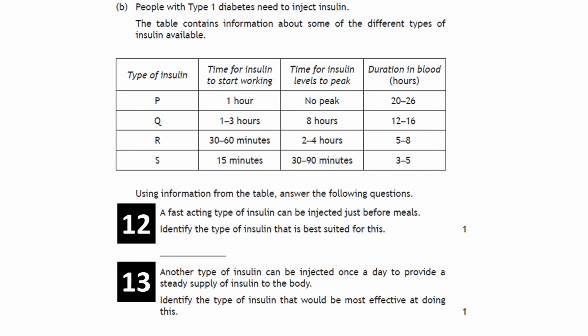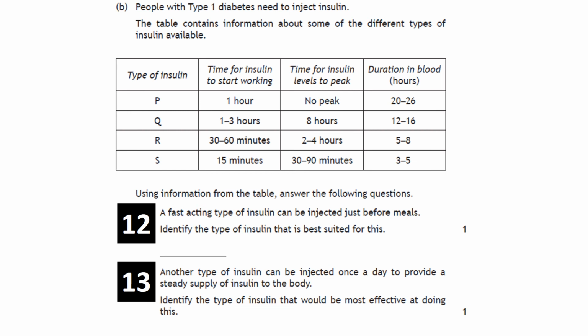There's 12 and 13. Press pause, try these. People with type 1 diabetes need to inject insulin. The table contains information about some of the different types of insulin. So, for example, type B takes an hour to start working. There's no peak in insulin levels, and it's in the blood for 20 to 26 hours. And then you've got the one down here. So S, for example, works faster, but isn't in the blood for so long.